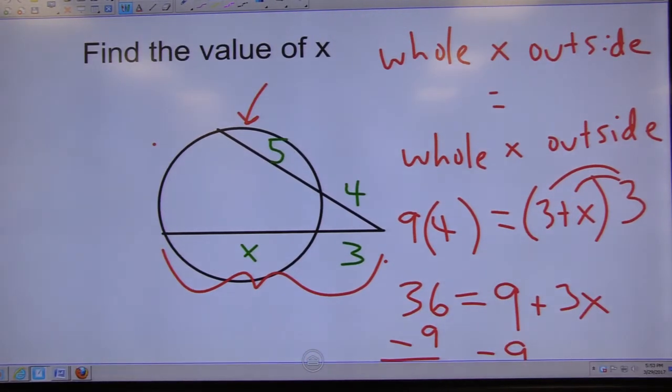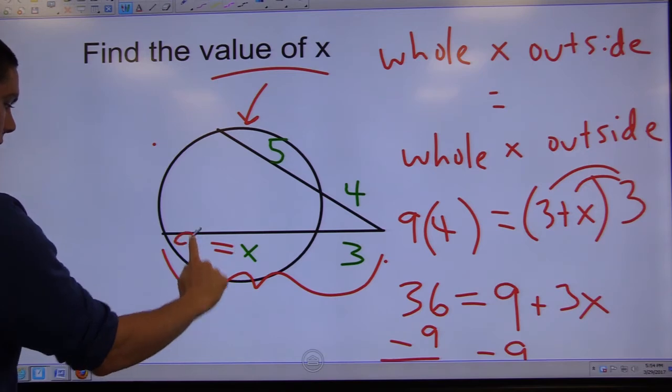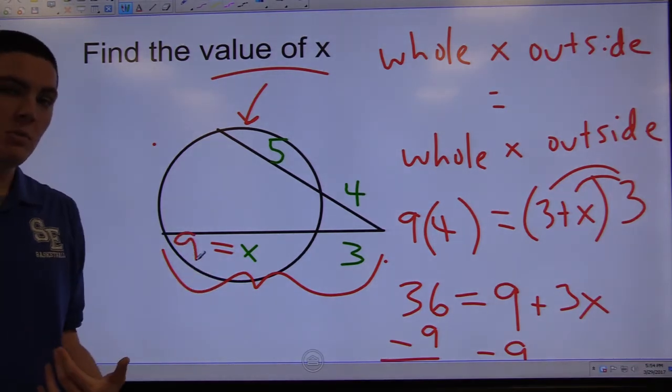Now, here's the question. Did we answer the question? It just says find the value of x, and we've got it. That's 9. Okay. So just to double check it, why not just double check it?